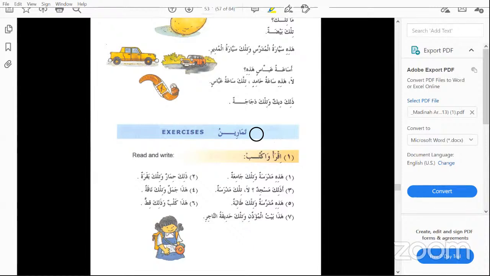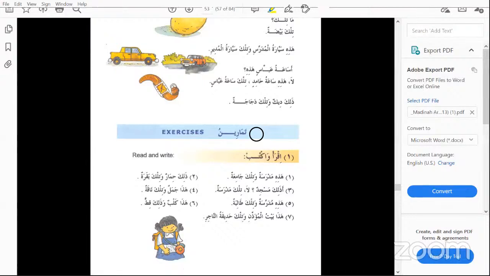As-sa'atu Abbasin hazihi? Is this watch from Abbas? Is this Abbas's watch? No, hazihi sa'atu Hamidin. No, this watch is Hamid's. Tilka sa'atu Abbasin. That is the watch of Abbas. Zalika dikun wa tilka dajjajatun. That is a rooster and that is a chicken. Correct. Thank you. Sister Zahira, can you come on the mic?